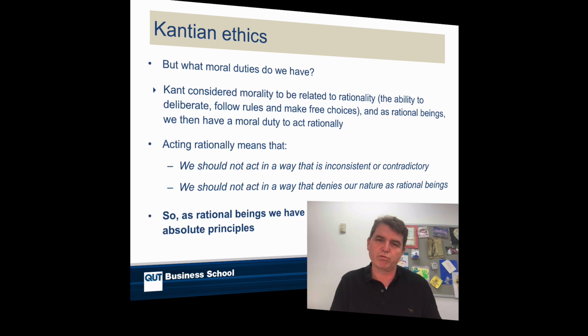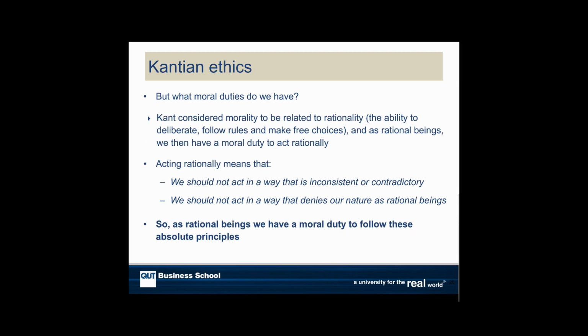So that means we've got to have a look at his rules. So what did his rules say? The first thing to note is that his ideas are based upon the difference of humans being rational, able to deliberate, follow rules, and make logical choices. So that means we should act consistently. We shouldn't act in ways that are inconsistent or contradictory. And he also said we should act in a way that reinforces this rationality. So we shouldn't act in a way that denies our nature as rational beings. So he's saying as rational beings, we have a moral duty to act consistently in line with a set of absolute principles.